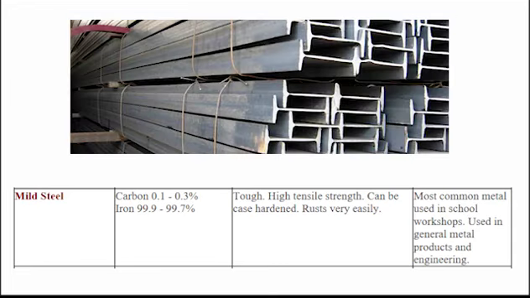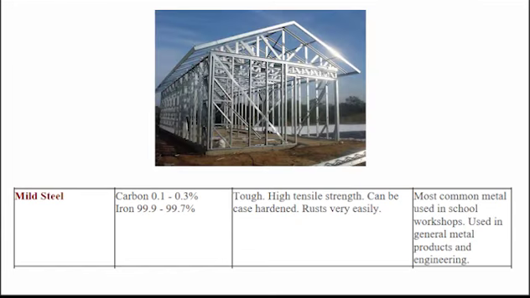This metal can be case hardened, making it even tougher. However, it rusts very easily if in direct contact with water, although it can be coated to protect it against water and moisture in the air. It is used in the manufacture of general metal products and is a very useful engineering material.